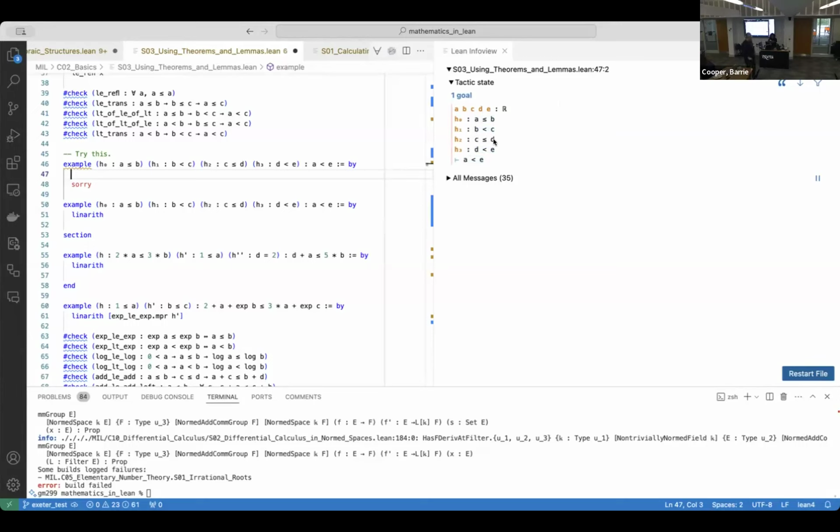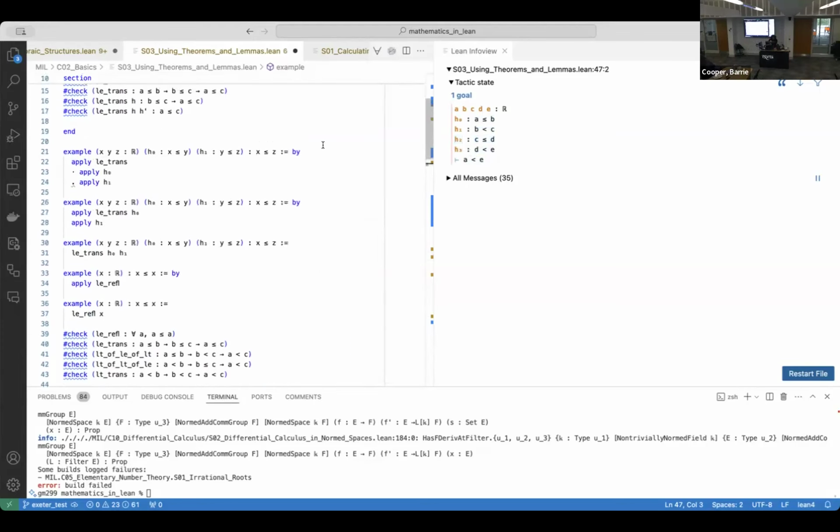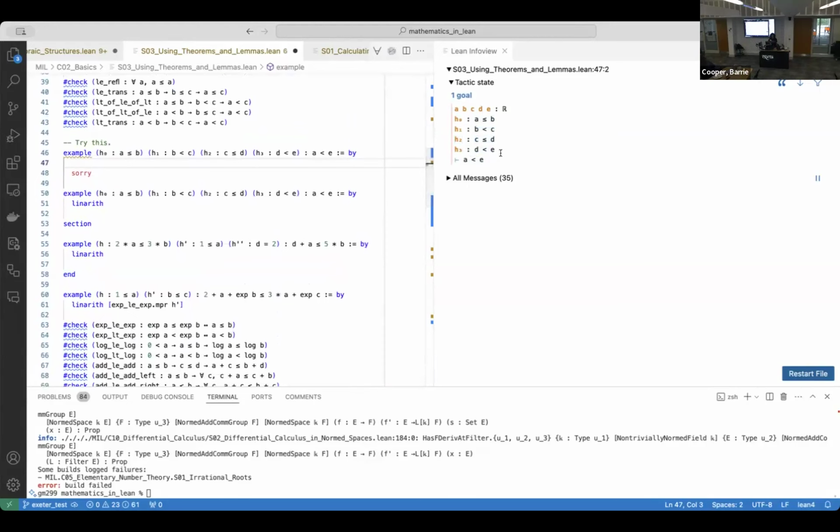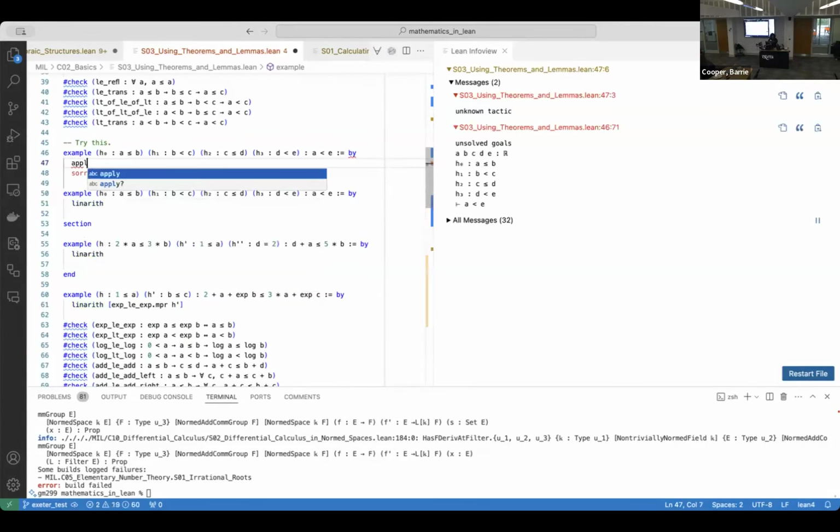Oh, well, I think we're gonna do it backwards. Yeah, I think that's what we're supposed to be doing here. Then I guess you want to apply your less than transitivity. So we're gonna apply less than transitivity, and then it gives us some new goals.